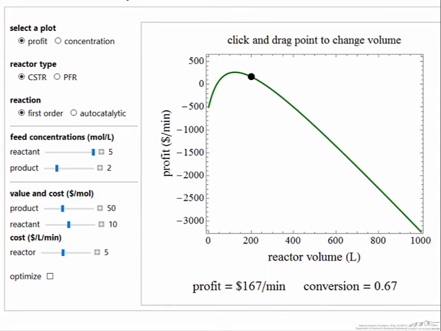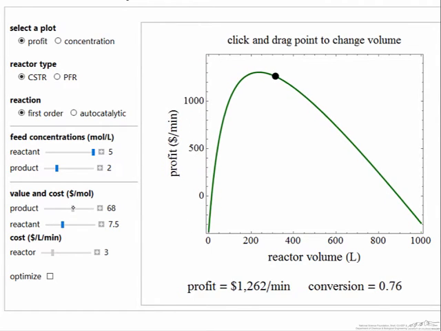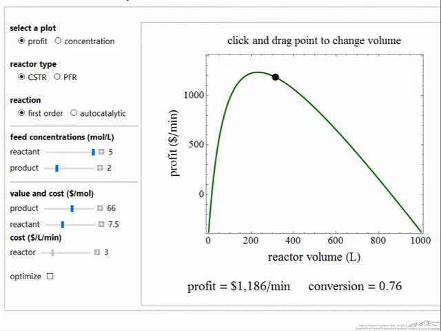So here's the interactive simulation, and we're plotting profit. Notice then we can move this dot and get the readouts of conversion and profit. Or we can hit optimize, which sends us to the maximum value. Of course, as we decrease the cost of the reactor, then we can go to larger volumes where we're still making a profit. If we decrease the cost of the reactant, of course the profit increases, or if we increase the price of the product.